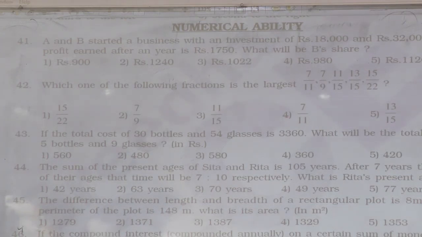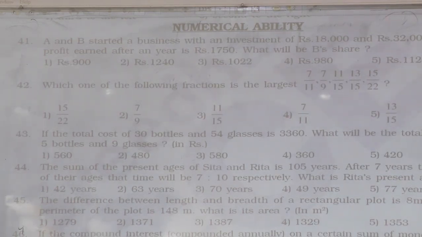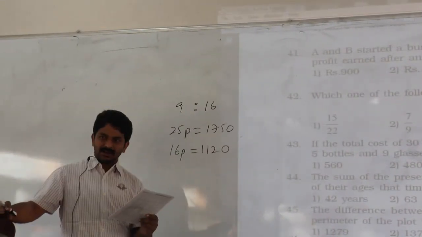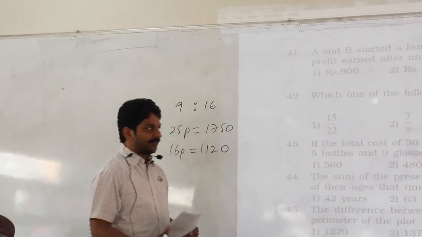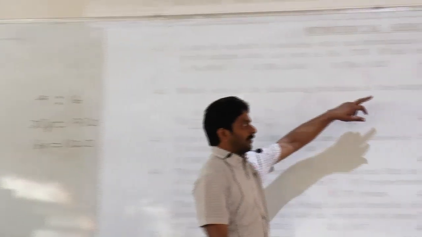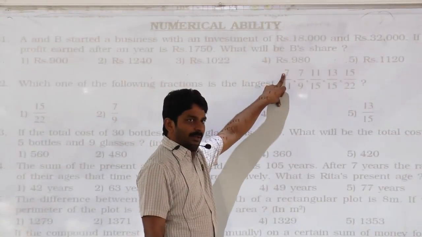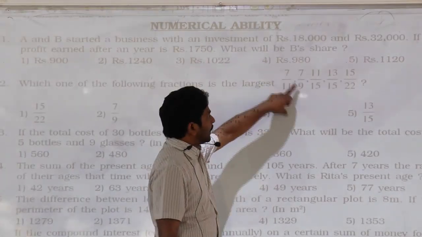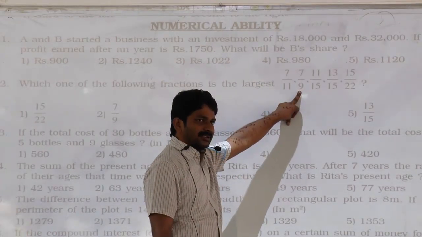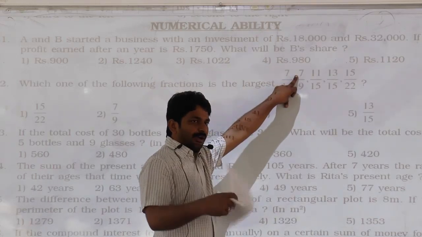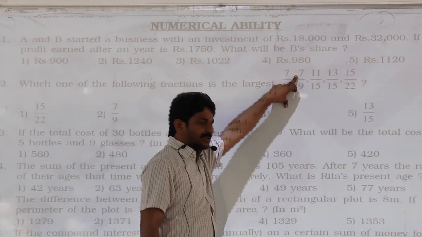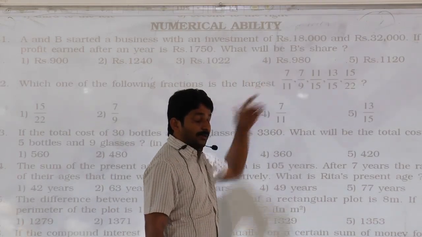7 out of 11 is near about 50% only. More than 50, or you can say 60, hardly, because 50% of 11 is 5.5. We have 11 here, so it will be more than that, maybe 60%. Here 50% is 4.5, but we have 7. 4.5 and 7, a huge difference. Probably this would be near about 70%.